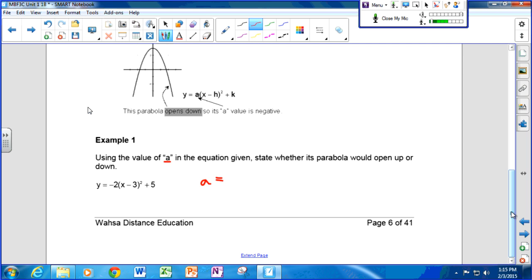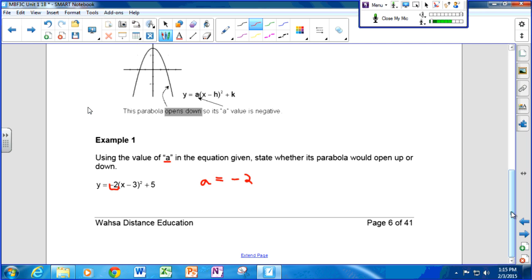Remember that when we're looking at constants or variables or anything, we're always looking at the sign in front of the number as well. So that a value actually includes the negative sign in front of it. So in this case, a is negative 2. It's just something to get used to, looking at the sign as well. Now, if there wasn't a negative sign in front of the 2, then it would be positive 2.